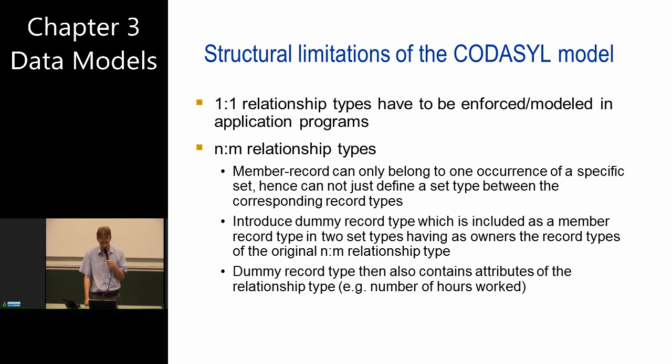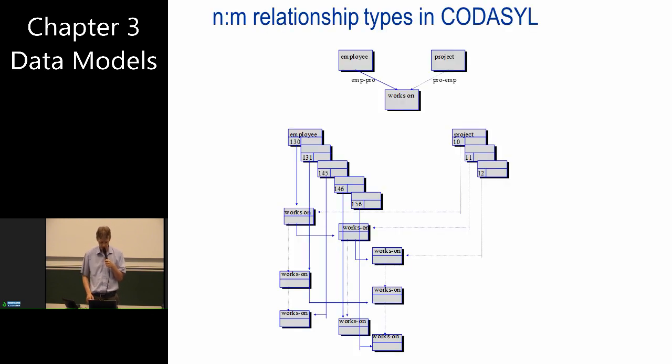If we have n-to-m relationship types, it's also going to present a problem because a member record can only belong to one occurrence of a specific set. So we cannot just define a set type between the corresponding record types. How are we going to do it? Well, we're going to do it using a dummy record type. We're going to include a dummy record type to model the n-to-m relationship type. So remember, again, the same example we had earlier between employee and project. So an employee can work on minimum 0, maximum n projects. Vice versa, a project is being done by minimum 0, maximum n employees. So we have an n-to-m relationship type, or set type in this particular case, between employee and project.